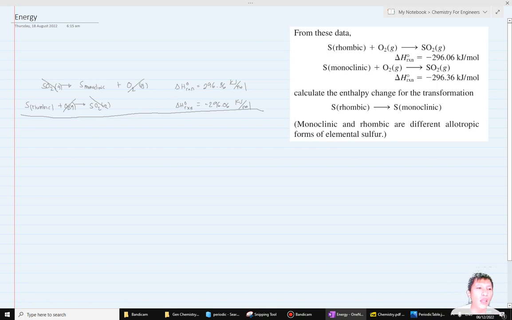So you can now see that what we have is S rhombic turning into S monoclinic, which is our problem. Since this is already the chemical reaction that we're trying to look at, we can already add this one. The only problem, if this will not be the case, is that maybe we have to invert this one.